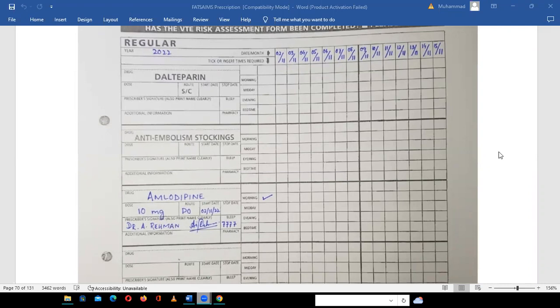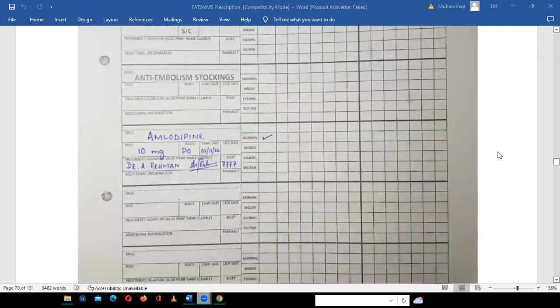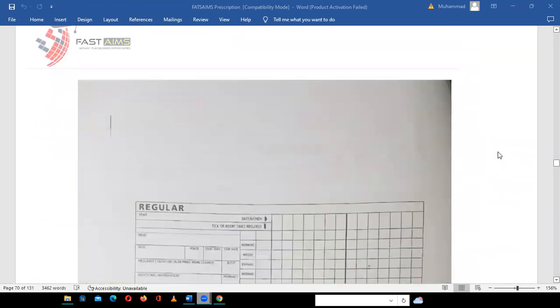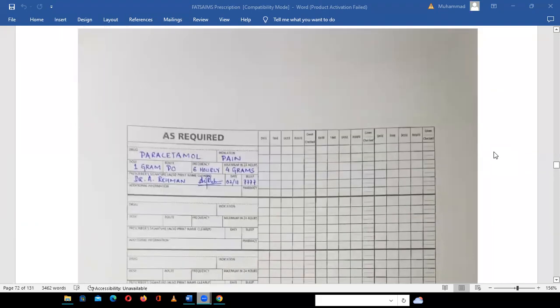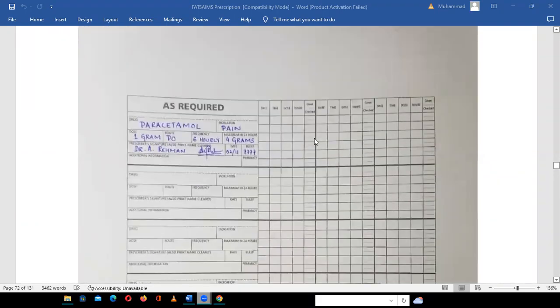So let's move forward. You might know by now how to write regular medications. We have discussed it in detail yesterday. So let's move forward. And also we have some paracetamol prescribed as required. So we are going to write it in the as required section. We all know that the max dose which can be given in 24 hours is 4 grams. And we have to give it 6 hourly, a total of 4 doses and 1 gram at a time. So write your name, your signature, the start date, and bleep. And you don't need to write anything else apart from it.